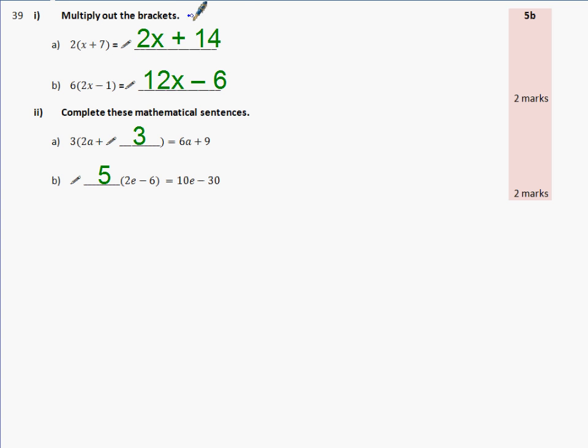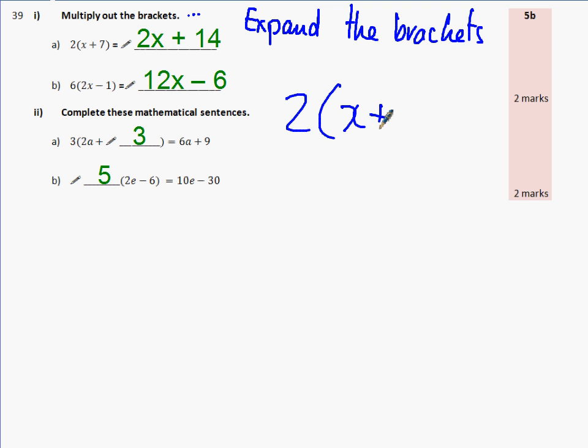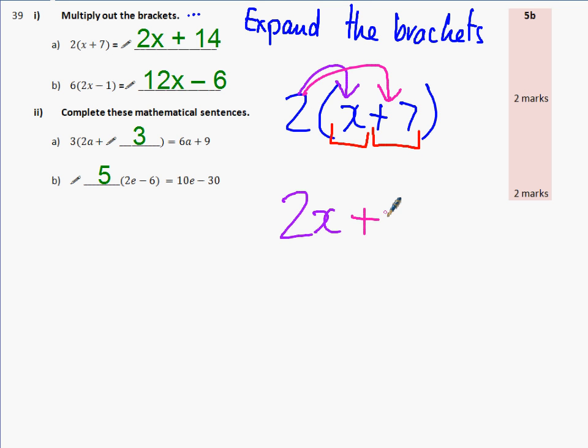Multiply out the brackets. Another way that you might see that is if it says expand the brackets. It means the same thing. Expand the brackets. So what do you do? You times each of the terms on the inside of the bracket, so the x and the plus 7, you times them each by the number on the outside. So 2 times x and 2 times 7. 2 times x is 2x, and 2 times add 7 is the same as adding 14. So that's it. We've expanded the brackets.